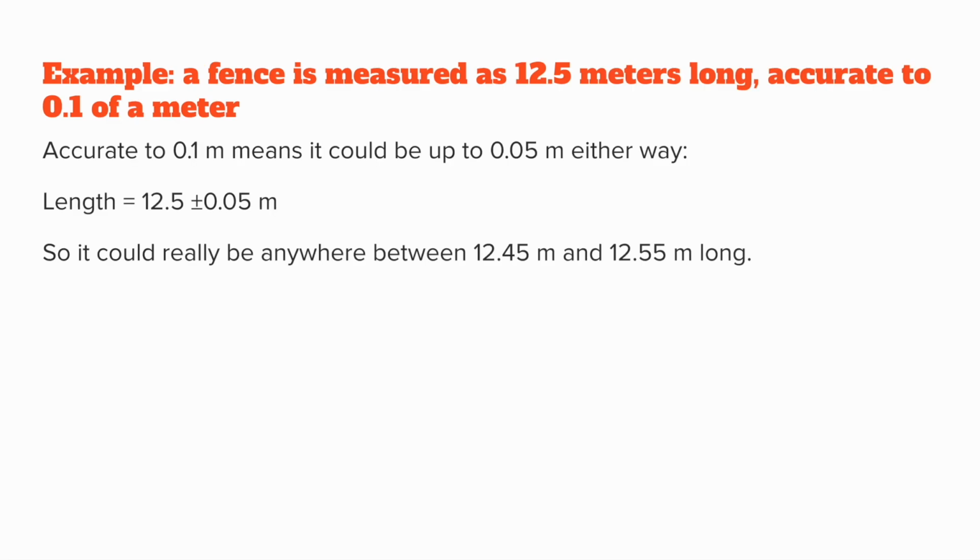For example, a fence is measured as 12.5 meters long, accurate to 0.1 of a meter. Accurate to 0.1 meter means it could be up to 0.05 meter either way. So the length could be 12.5 plus or minus 0.05 meter. So it could really be anywhere between 12.45 meters and 12.55 meters long.